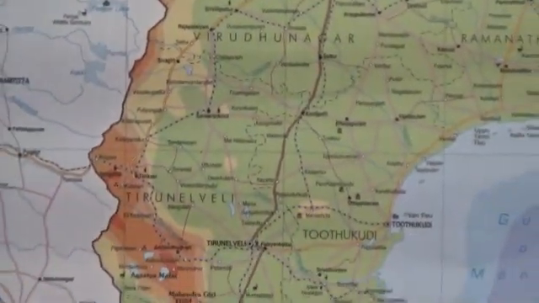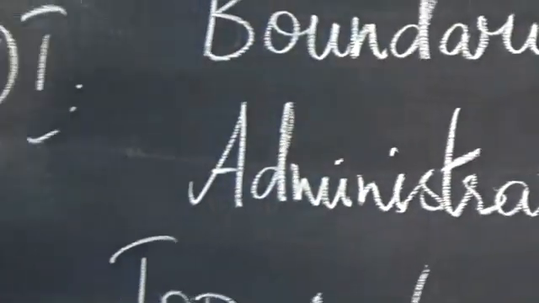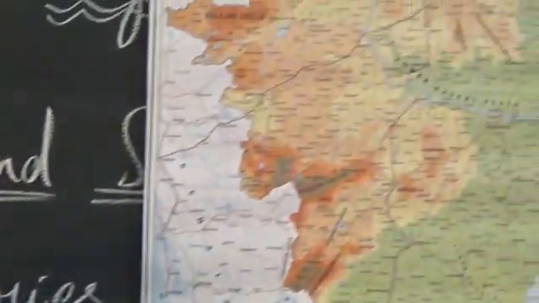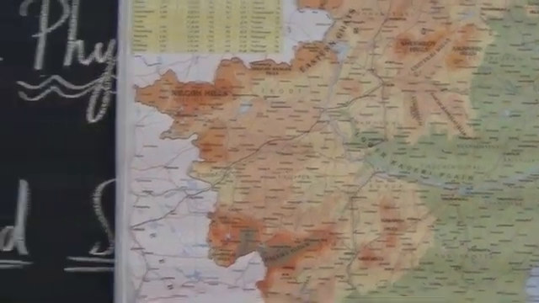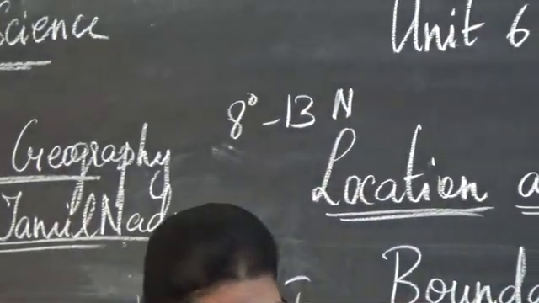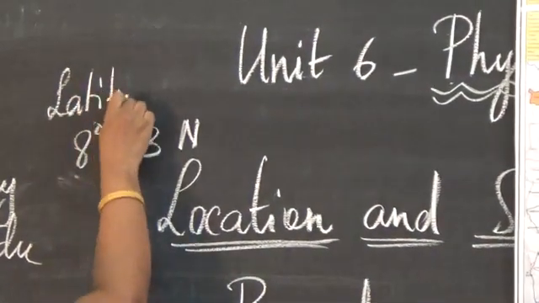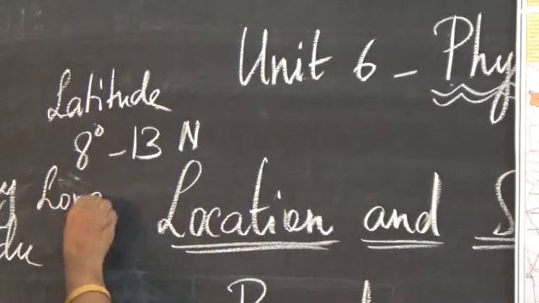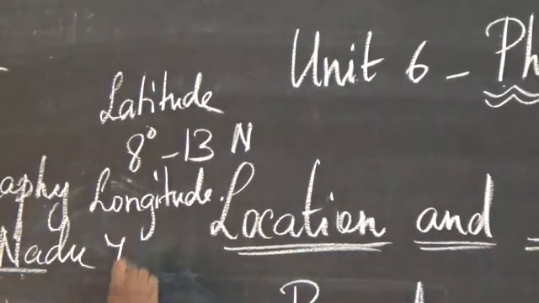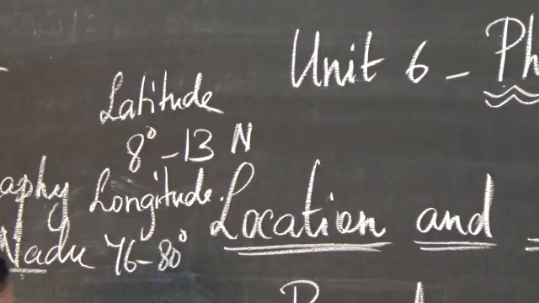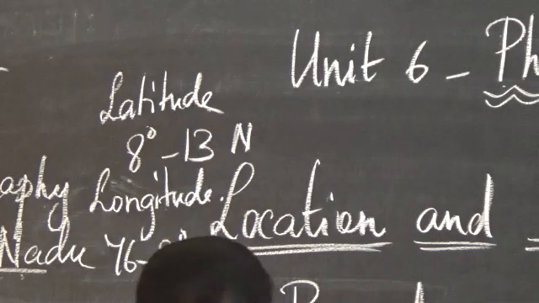It extends from 8 degrees. We have the longitudes and the latitudes. So, it is 8 degrees north to 13 degrees north. That is the latitudinal extent, and the longitudinal extent is from 76 to 80 degrees. That is the east-west. So, we have the latitudinal and longitudinal extent of Tamil Nadu.